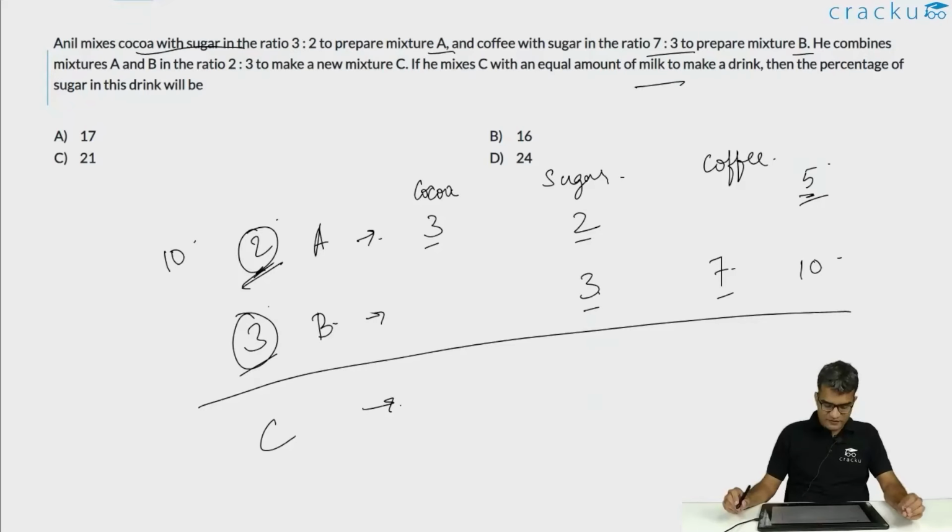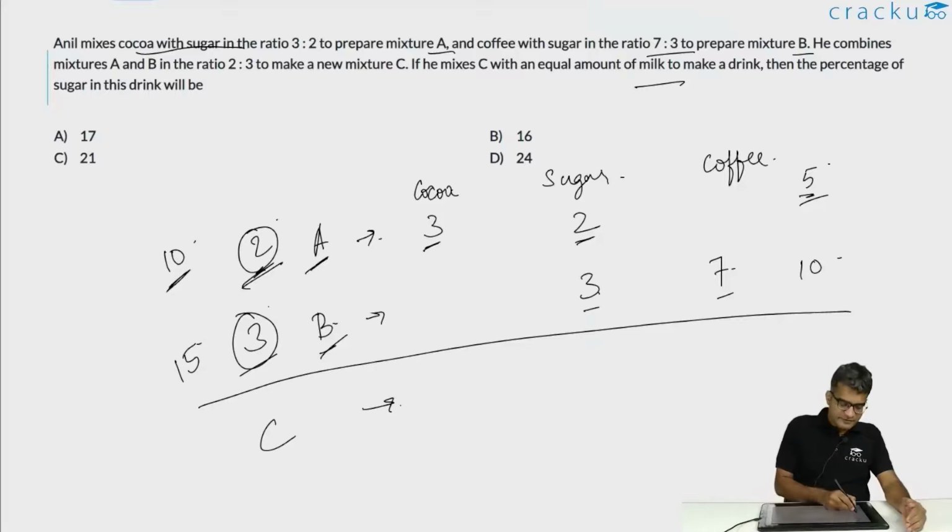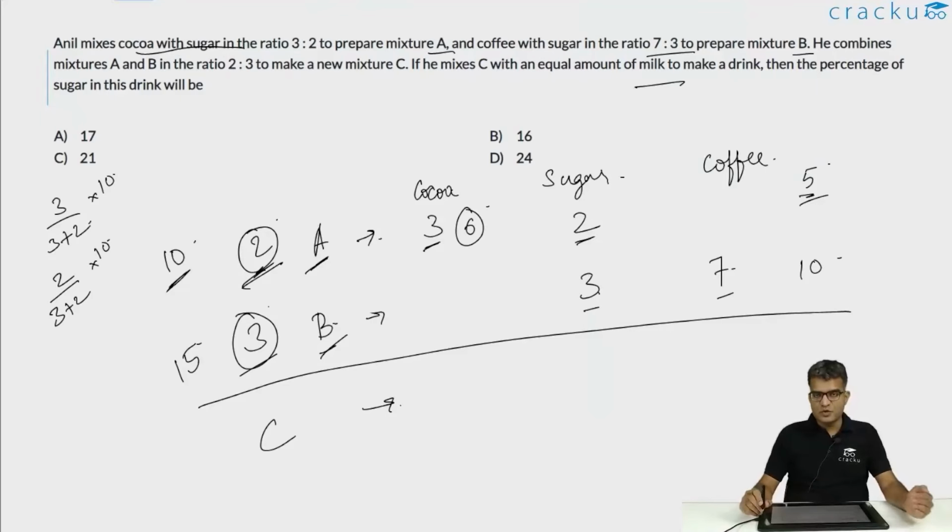Therefore, the amount of mixture B that is mixed will be 15 kgs, because A and B are in the ratio of 2:3. In 10 kgs of A, how much cocoa will be there? Cocoa and sugar is in the ratio of 3:2. So the amount of cocoa will be 3 divided by 3 plus 2 into 10, which is 3 by 5 into 10, which is 6 kgs. And the amount of sugar will be 2 divided by 3 plus 2 into 10, which is 2 by 5 into 10, which is 4 kgs.